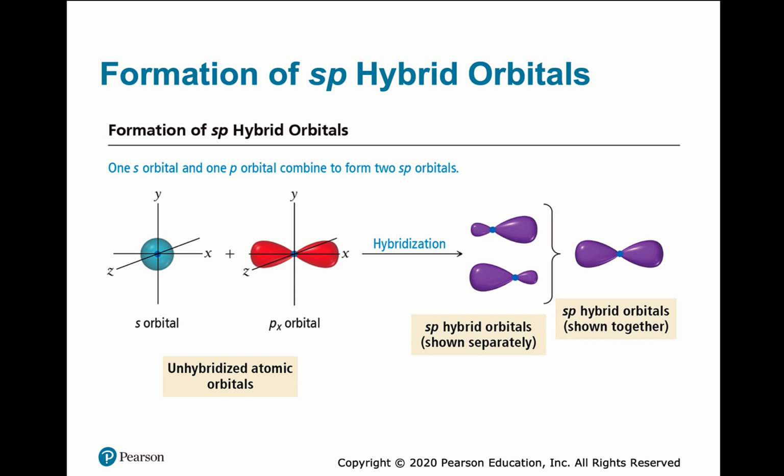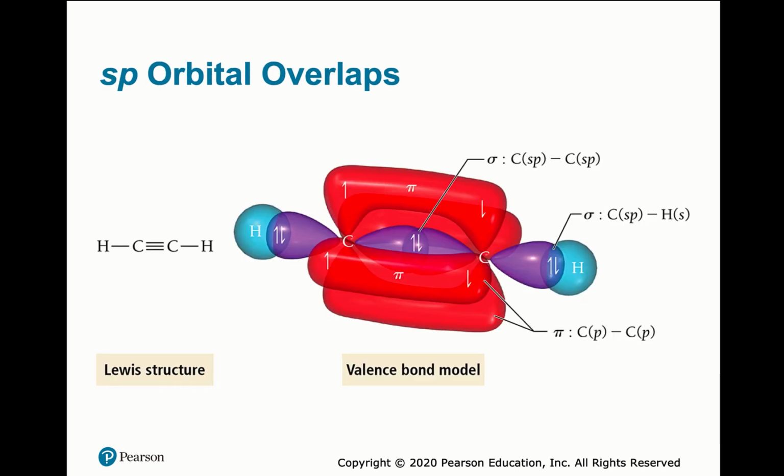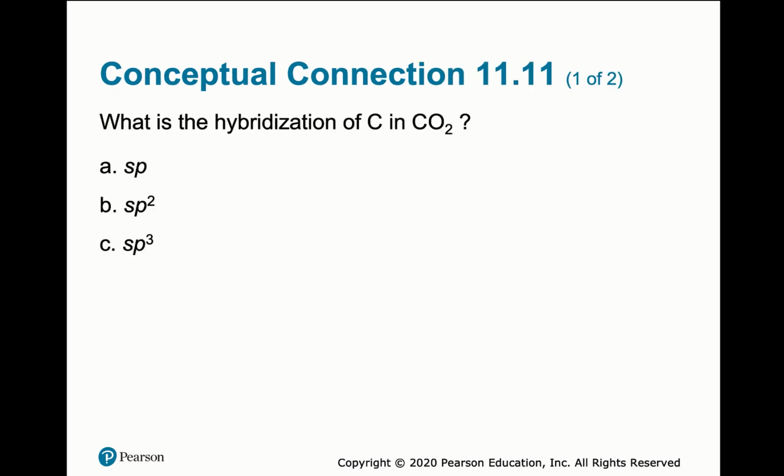So you have the s orbital and p orbital forming two sp orbitals. And then here is the bonding scheme for acetylene, where you have a sigma bond between each hydrogen and carbon, and the carbons have a sigma bond between them, but they have two pi bonds from the two empty p orbitals, and they are, of course, perpendicular to each other, as the atomic orbitals are as well.